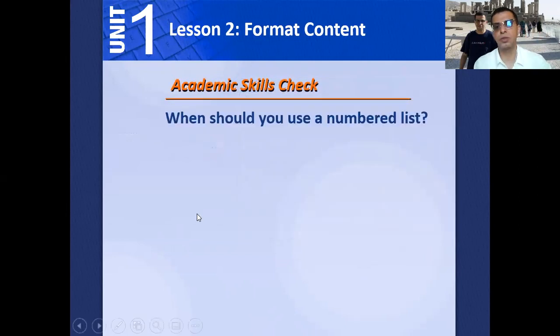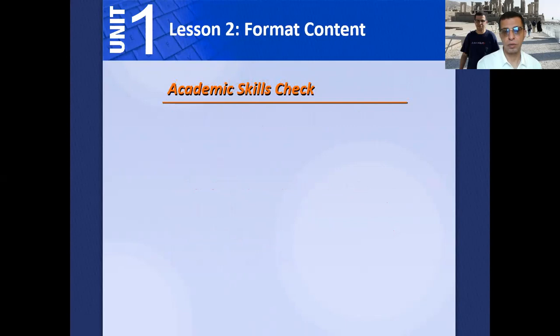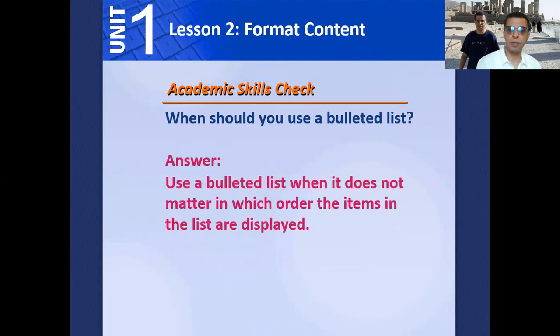When should you use a numbered list? Use a numbered list when you want to indicate that items in a list should be performed or reviewed in a particular order. Now let's do another check. When should I use a bulleted list? Use a bulleted list when it does not matter in which order the items in the list are displayed.